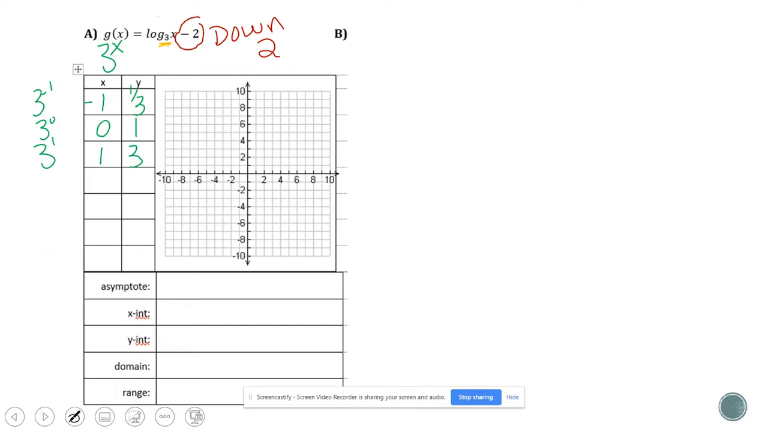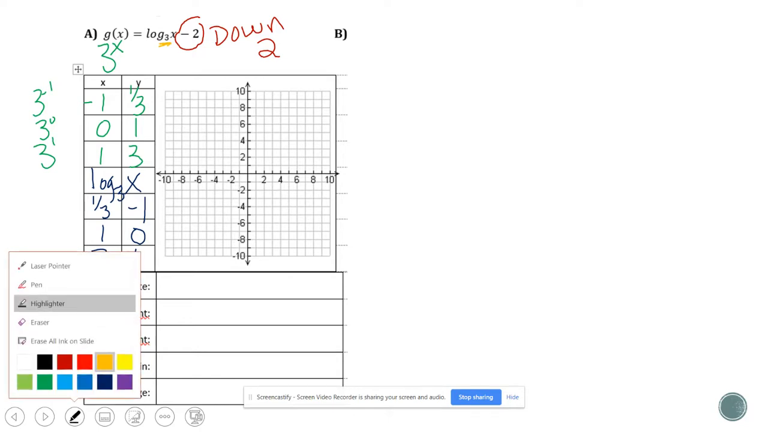Those are the ordered pairs that I'm going to use to find the ordered pairs for our parent log function, log base 3 of x. Remember, each one trades places. They don't change signs or anything like that. They're just going to trade places.